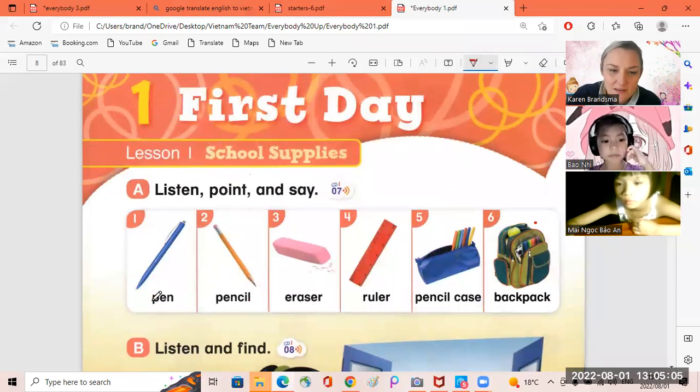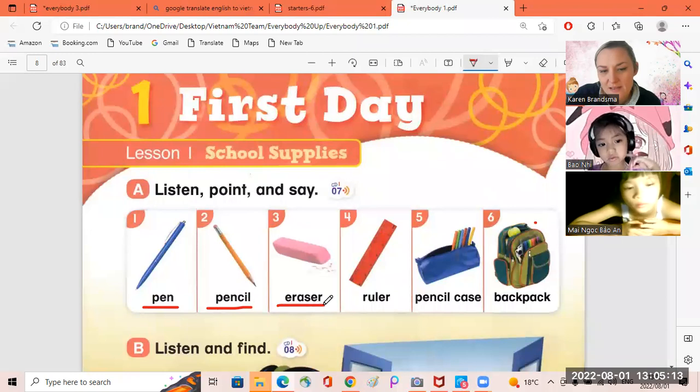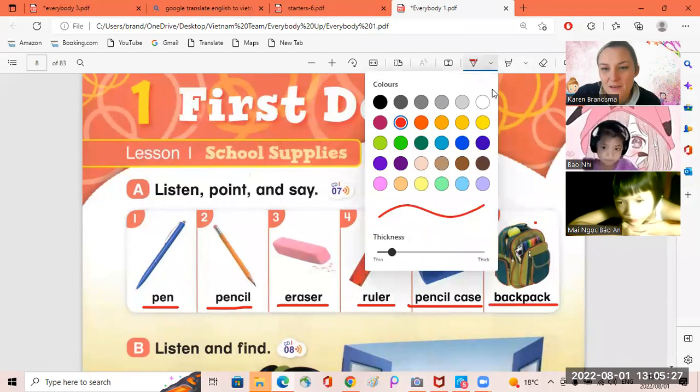You ready? Pen. Pencil. Eraser. Ruler. Pencil case. Backpack. Okay, let's see.